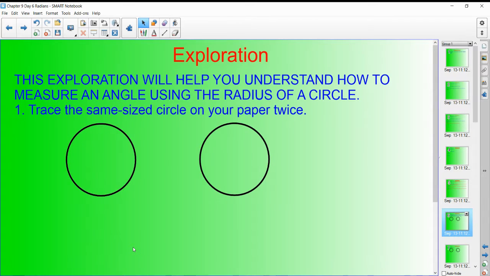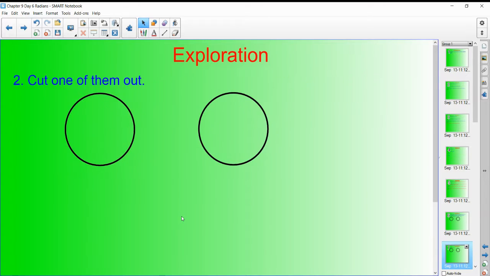So step one, on a piece of paper, I want you to take something round and trace it. Okay, a medium-sized circle. A mug for coffee might work, the base of a water bottle, something that's round. Trace the same circle twice. Feel free to pause this video if I ever go too fast. Step two, cut one of the circles out. Don't cut the other one. Cut one of them, and cut it exactly on the circle. So you should have a cutout circle and a circle that's still drawn on your paper. Same size circle.